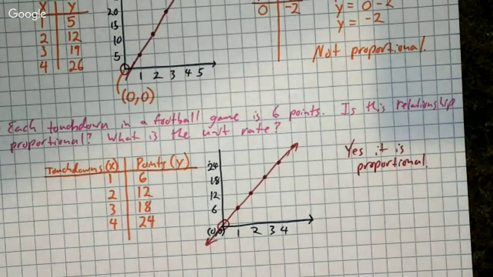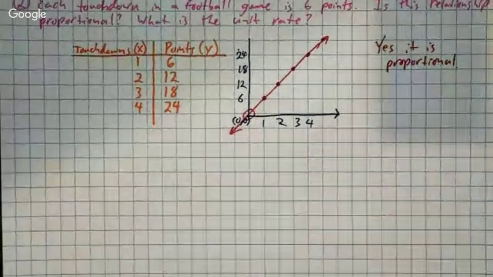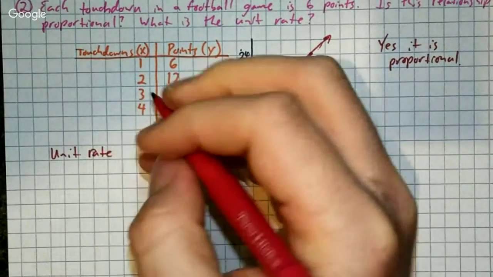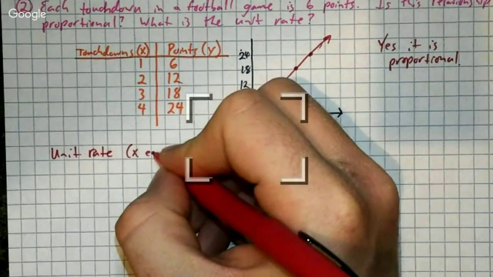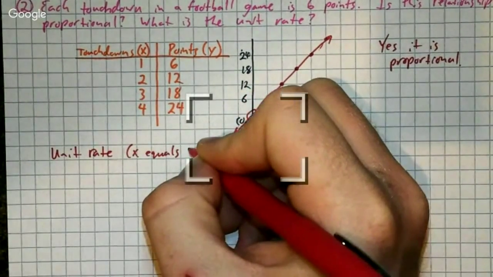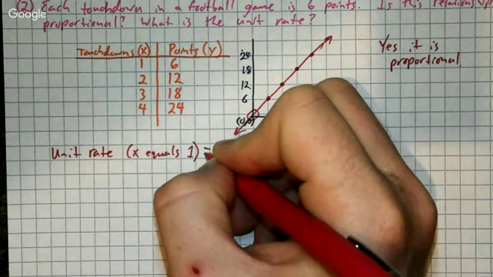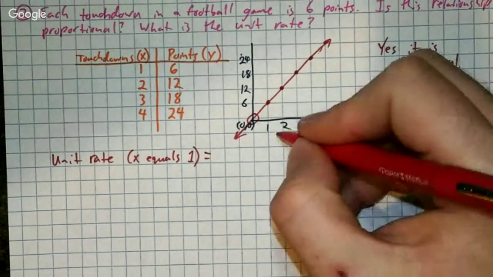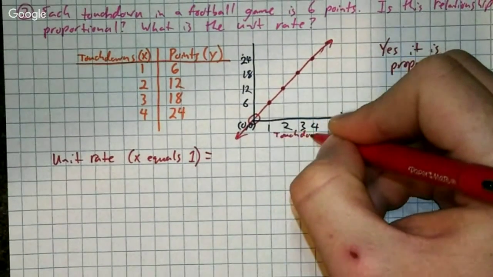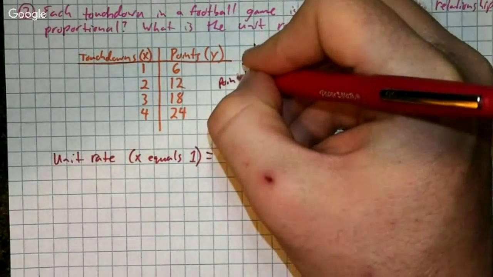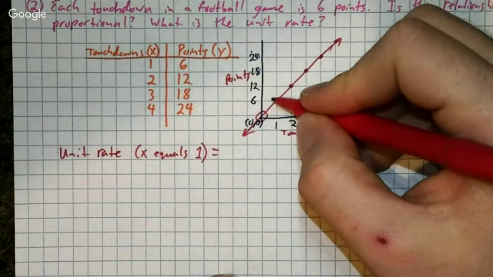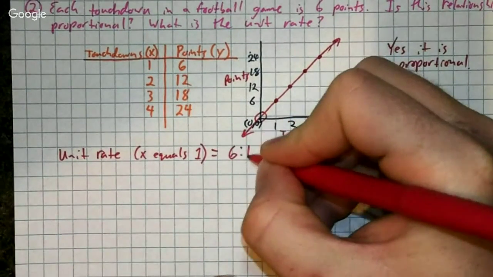Okay, now the next thing we need to figure out is what the unit rate is. So the unit rate is when x equals 1. So our unit rate here, we need to be very careful with what we're talking about. We're saying that the x value needs to be 1 because down here are the touchdowns. Here are the points. So it's very easy to realize, oh, okay, here's x, here's 1, so 6 to 1. The unit rate is 6 to 1.